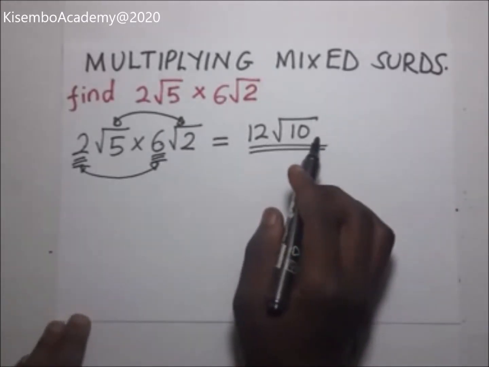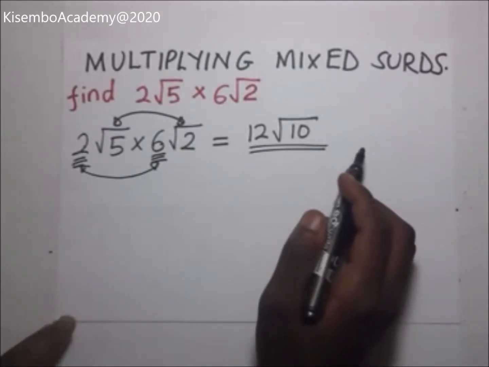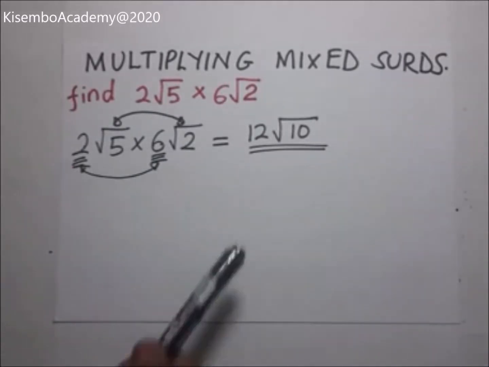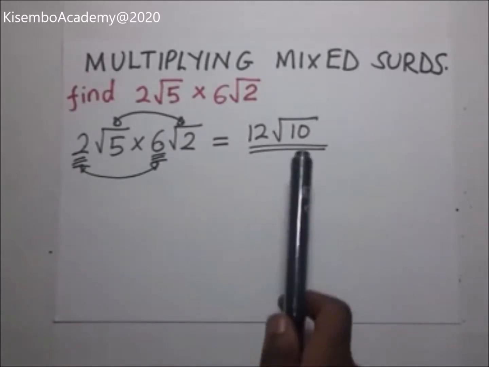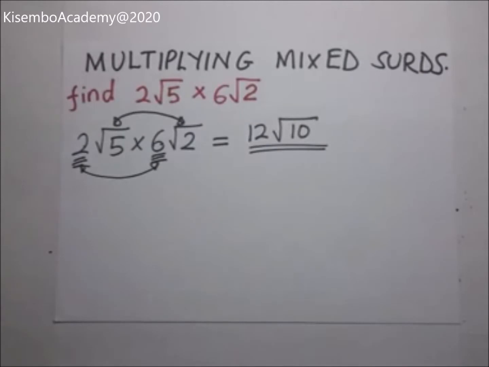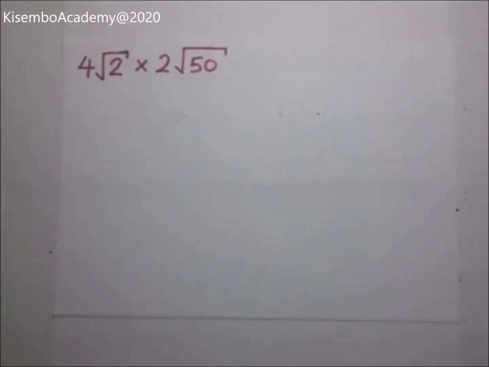Now, the answer we get, of course, you're supposed to first evaluate to see if you can simplify it any further. So the answer we get should be in such a way that that is its simplest form. We can't simplify it any further than that. Let's try on this other.